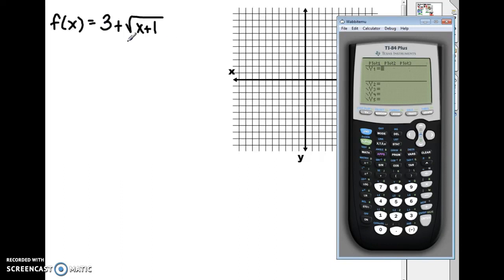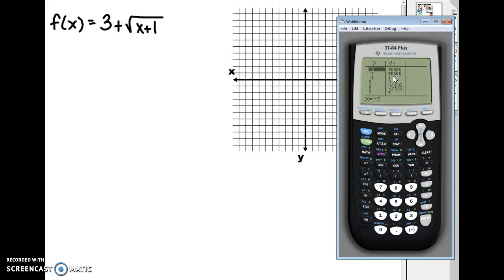Clear this one out. This one says 3 plus square root x plus 1. Okay, so I graph it, see what it looks like. Alright, so looking, it's only part of a U, so it looks a little different. So then I go to table to get some points. So, let's see. Oh, I see something going on.